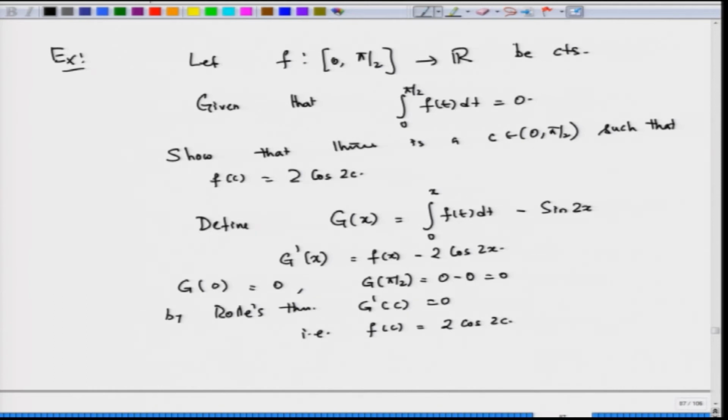Okay. So, this is an interesting application of the fundamental theorem. You see, for any continuous function whose area under the curve is 0, what you are going to get is that it is going to cross zero, here 2 cos 2x. Okay.